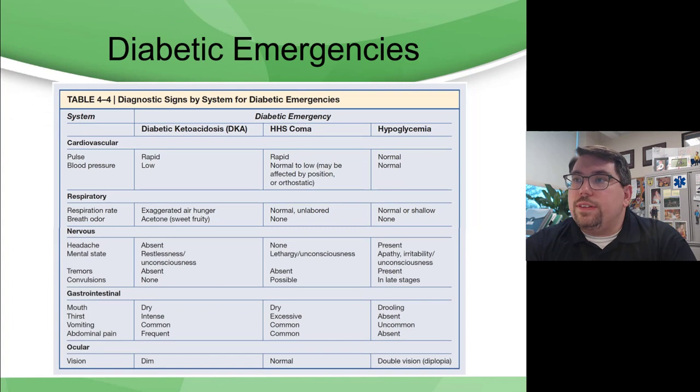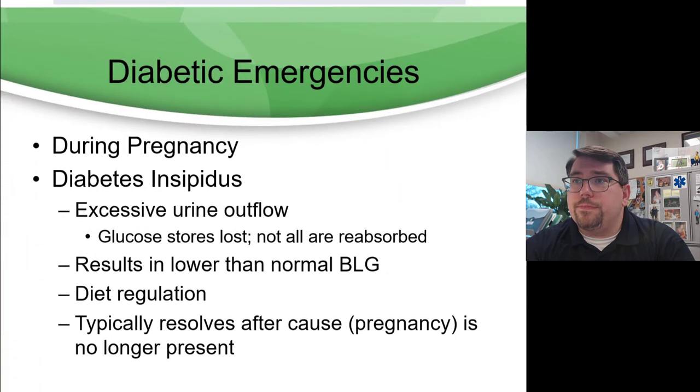You can see all the different signs and symptoms of a diabetic emergency, whether it's DKA, HHS, or hypoglycemia. There are a lot of similarities between the three, but there are some core things that are going to be different. Remember to pay close attention to that table in your textbook.